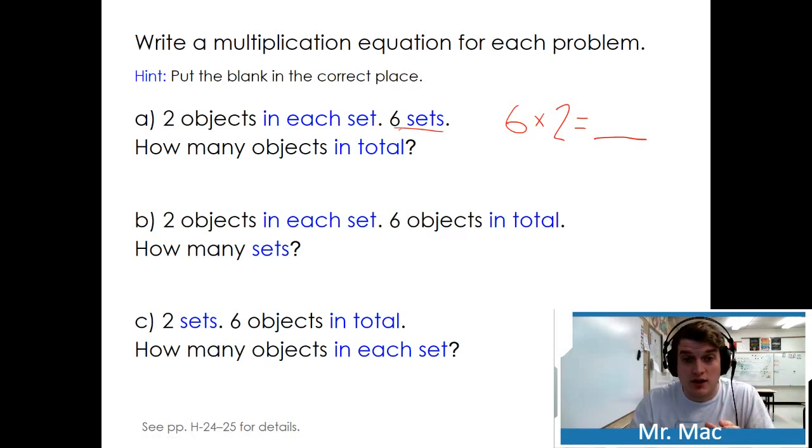Okay, question B. 6 objects in total, 2 objects in each set. How many sets? We don't actually know the sets, so we're going to start with that underline. We're going to multiply it by the number in each set, which is 2. And we're going to get a product of 6, a total. Go ahead and complete the next couple.